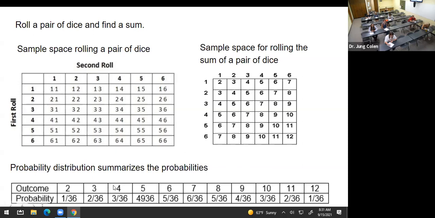So sum should be less than 4 means sum is either 2 or 3. It's or, right? It can be 2 or it can be 3. So what do we do with these two probabilities? We add them. Very good. So it's going to be 3/36. Very good. We can simplify that. Does it make sense?